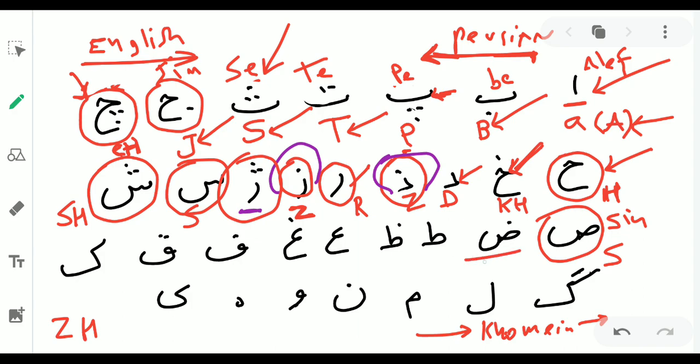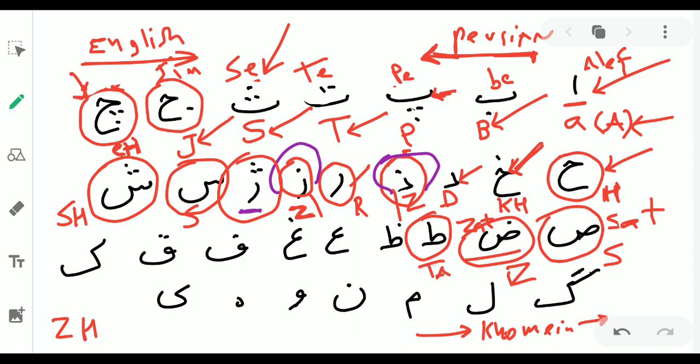Then we have zot. I'm sorry, this was instead of Sin, I should have corrected myself here. This is Sat, and this is Zat, Z-A-T, this one. This is Z. So now you can see there are 1, 2, 3 Z's. That's what I'm saying. There are too many of the same letters in Persian, so you have to watch out for that.